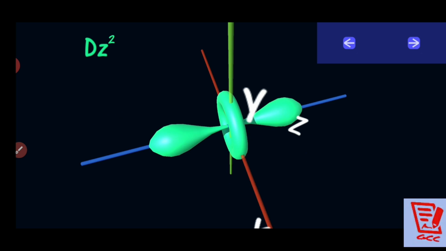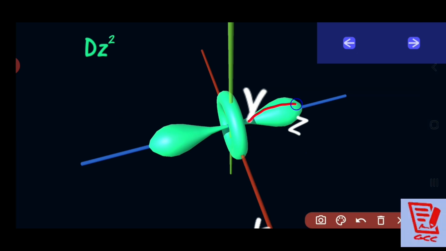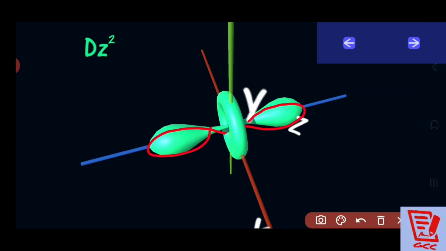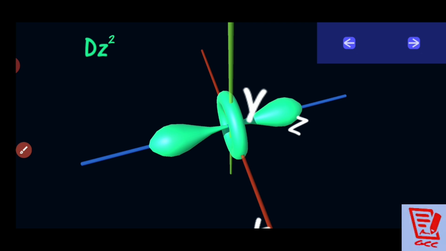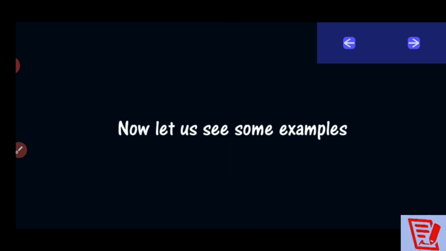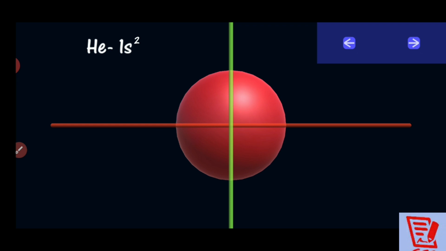See, all of you. These are the orbitals, and this circle is showing one orbital behind this dz. Is that clear? I hope, students, all of you understood this one, and it will be really helpful to you in your study. Clear? Now we'll see some examples.